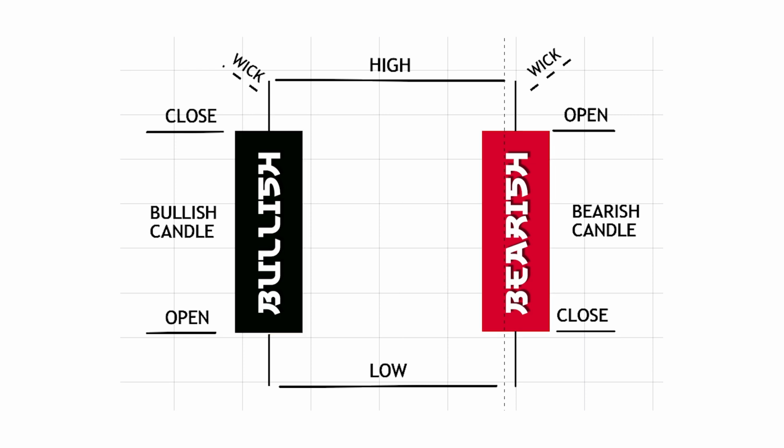Each candle has its own open, low, high, and close, more commonly known as OLHC for a bullish candle and OHLC, open, high, low, close for a bearish candle.